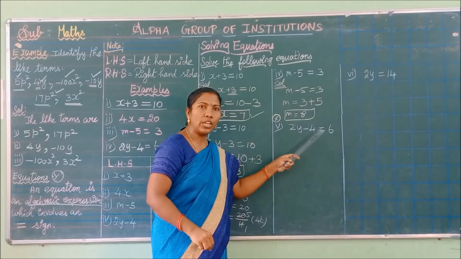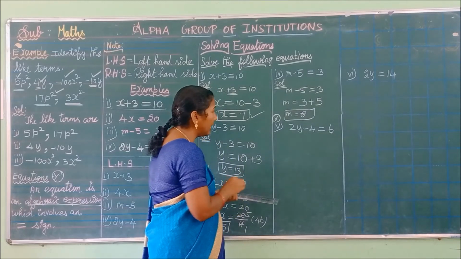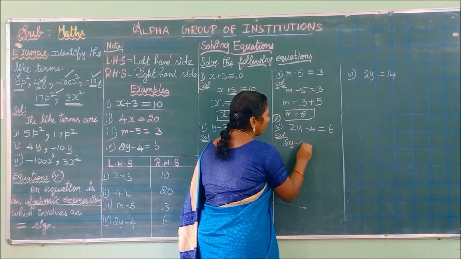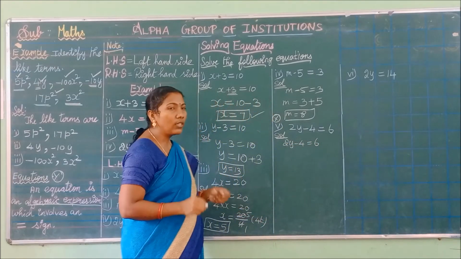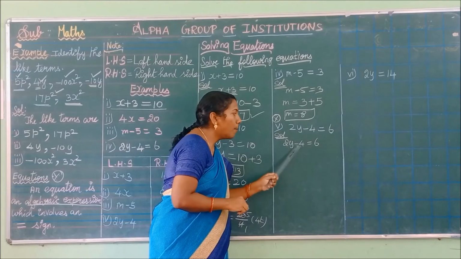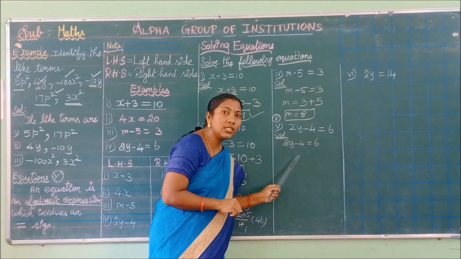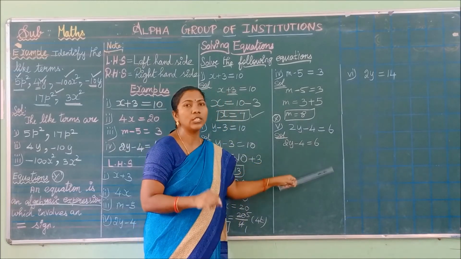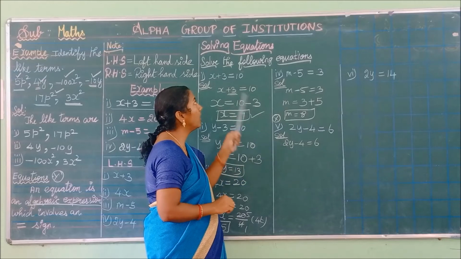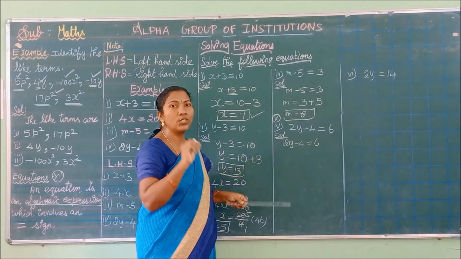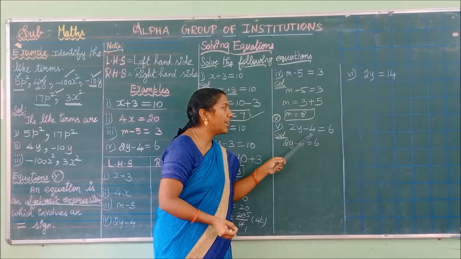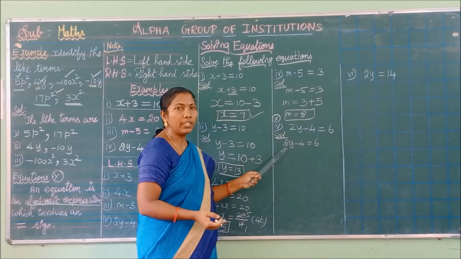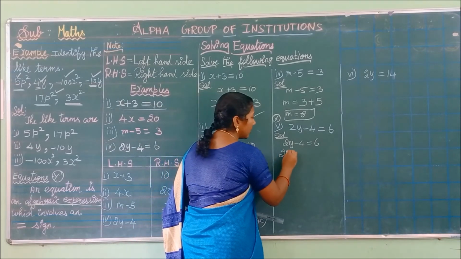2y minus 4 equal to 6. We have to find the value of y. For that, first you write the question in the solution part. First you have to transpose the minus 4 from LHS to RHS. And then you have to send the 2 to RHS. In order to find the value of the given variable, first you have to bring the terms which are in addition, subtraction. And then you bring the terms which are in multiplication. Listen carefully, you can easily understand this.